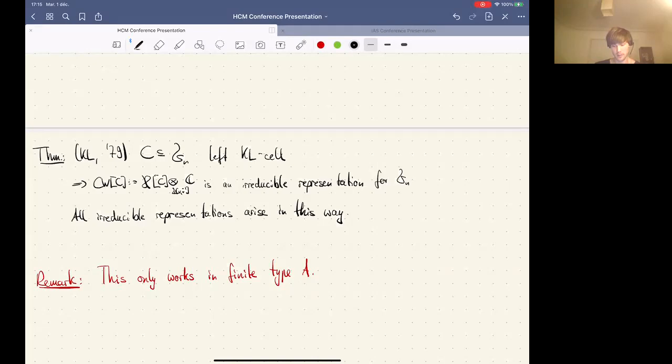And then we get a representation for the complex group algebra CW. And this is actually an irreducible representation for the symmetric group S_n. And they show also that all irreducible representations arise in this way. So this is, in some sense, the best possible situation that we can hope for. But unfortunately, this only works in finite type A. But we'll see some more general results, at least for p-cells, later that hold in much larger generality as well. Okay, are there any questions about this so far?